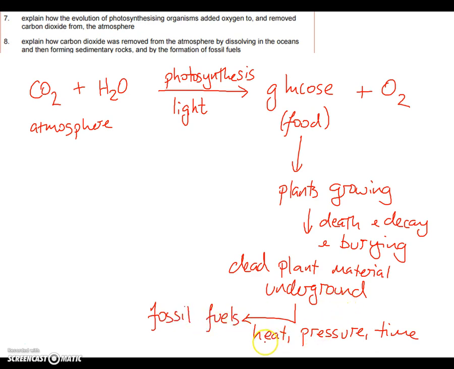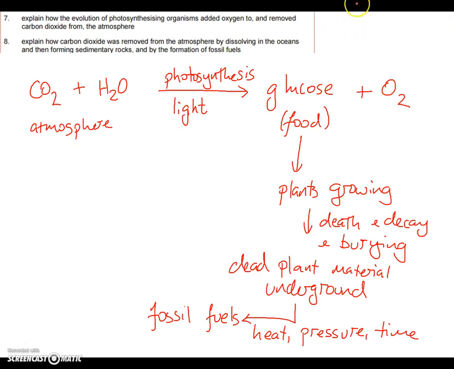Okay, obviously this takes heat, so that's it being pushed down, the pressure caused by multiple layers of sedimentation on top of it, and millions of years for this to happen. We end up with fossil fuels, but importantly the carbon dioxide that was in the atmosphere ends up in the plants, ends up in glucose as food. This ends up in plants. When they die, they're buried and they end up turned into fossil fuels.